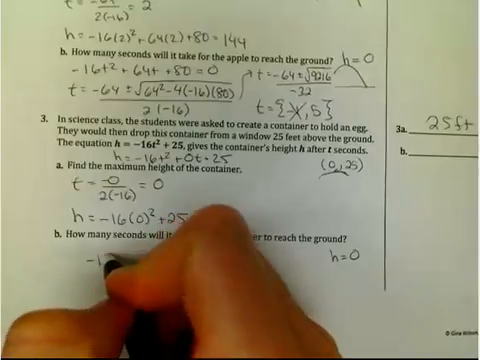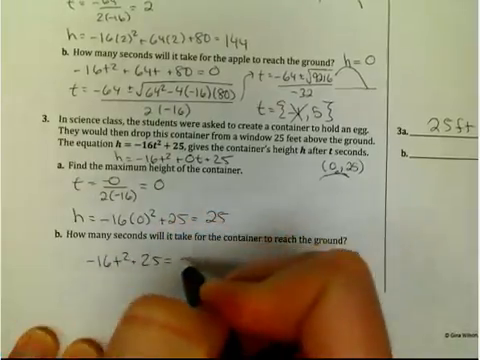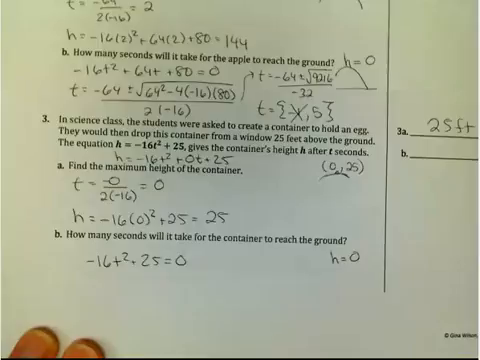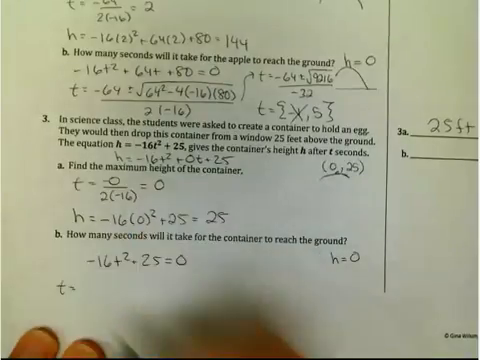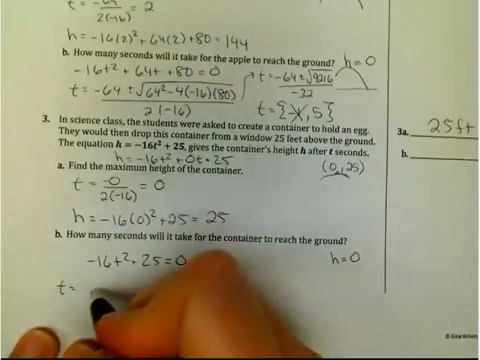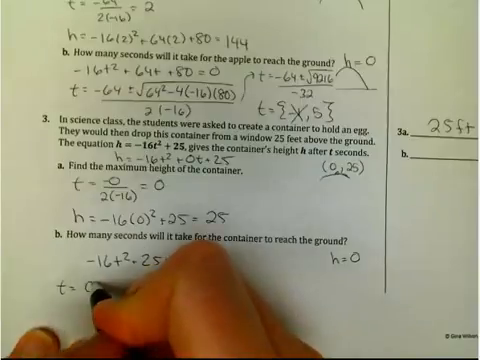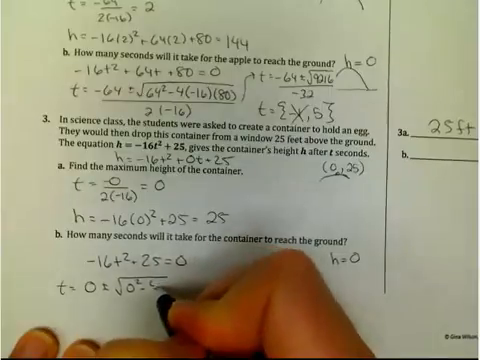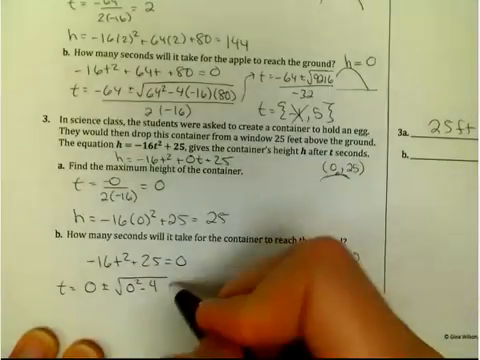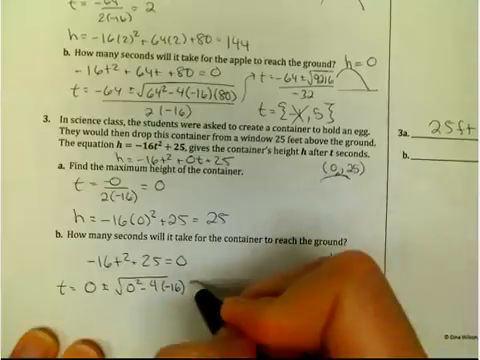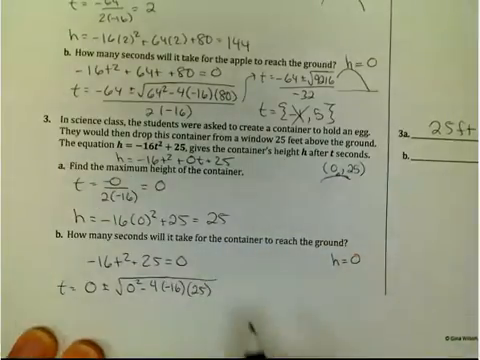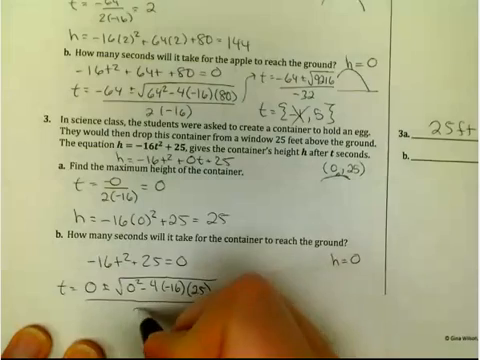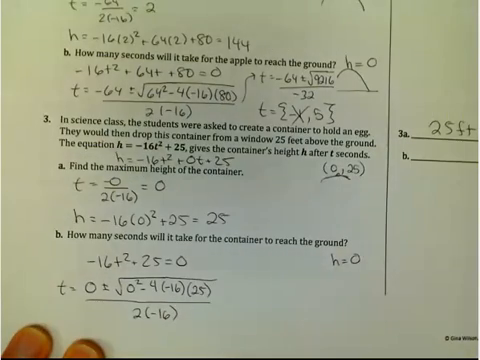So I'm going to take my equation and set it equal to 0 because my h here is 0. And when I go to factor this one, I'm going to use the quadratic formula again. So t is equal to, remember b is 0, so we have 0 plus or minus the square root of b squared, which is 0, minus 4, and then a is negative 16, and then c is 25, and we're going to divide that by 2a, and that's 2 times negative 16.